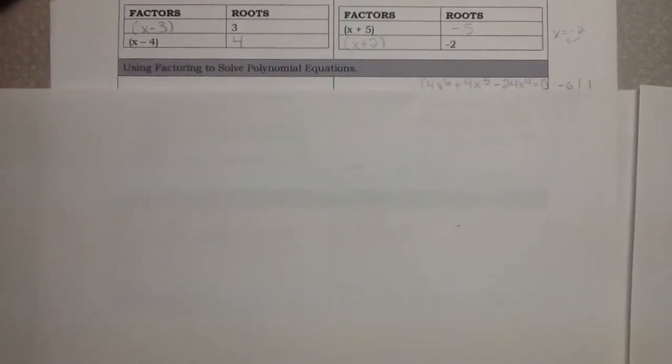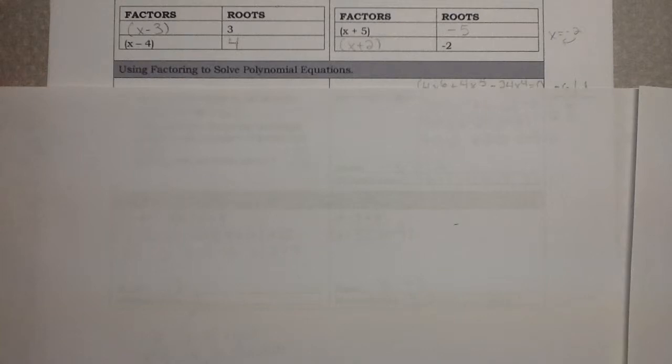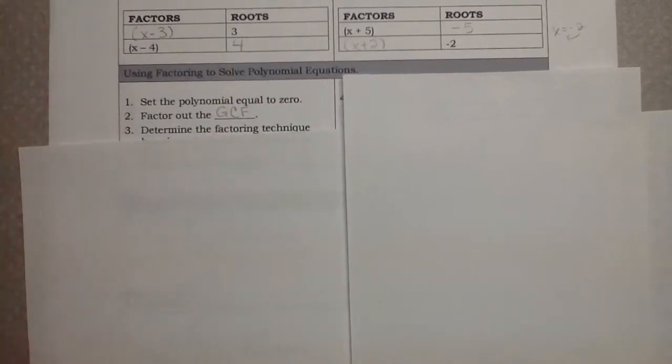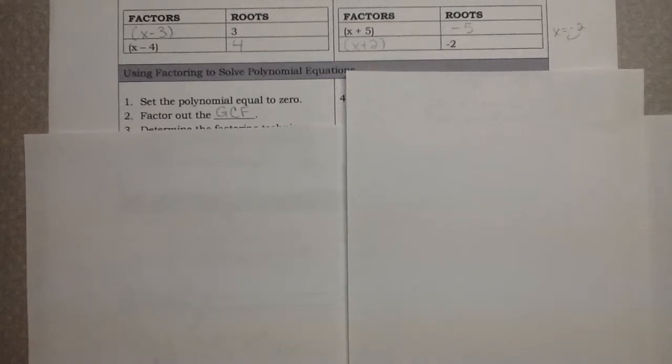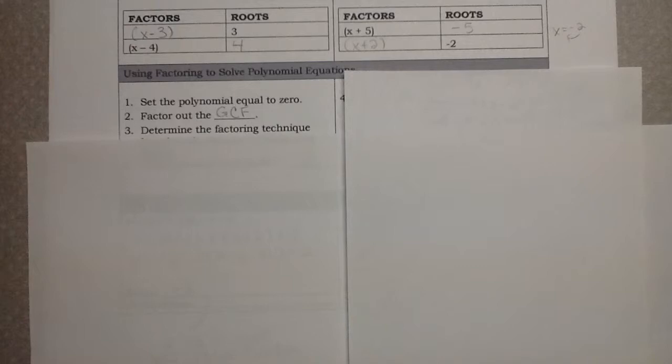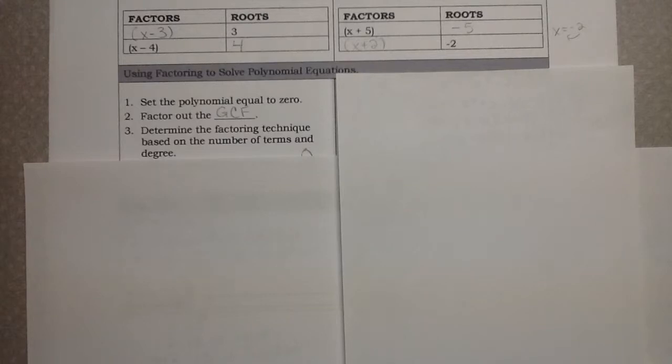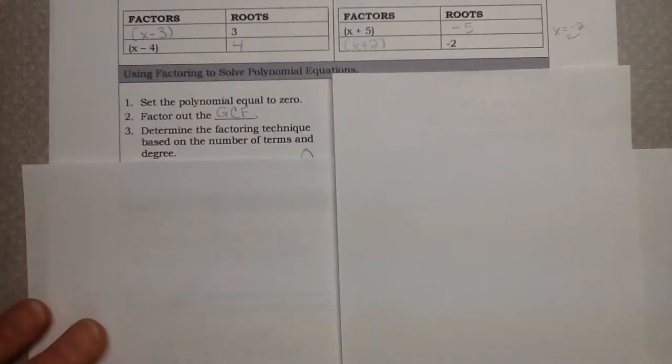All right, now we're going to use factoring to solve polynomial equations. And here are the steps that you need to do. You want to set the polynomial equal to 0. Always pull out the GCF. Now we need to determine the factoring technique based on the number of terms and the degree. So you did quite a bit of work with factoring in section 6.4.